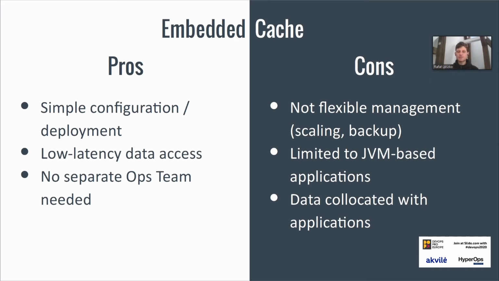From the downsides, the management of the cache is not flexible because it scales up and down together with the application. It's limited to the JVM-based application, or it's just limited to your language of choice. If you use embedded cache in Python, it will be limited to Python. And the data is collocated with the application, which may not sound like a big deal. However, in fact, for most big companies that is a huge problem, and they say, okay, it's not secure, don't do it.